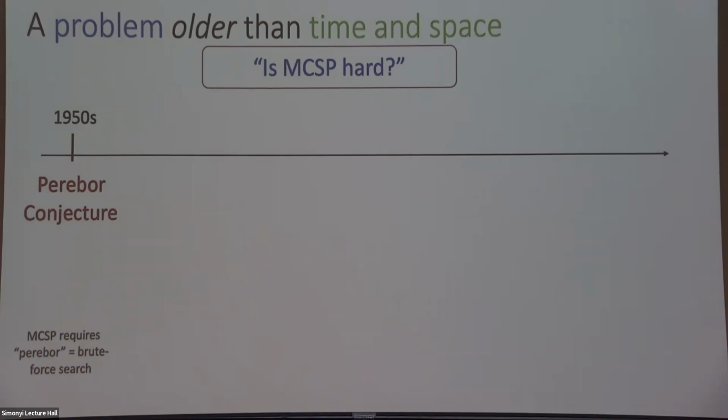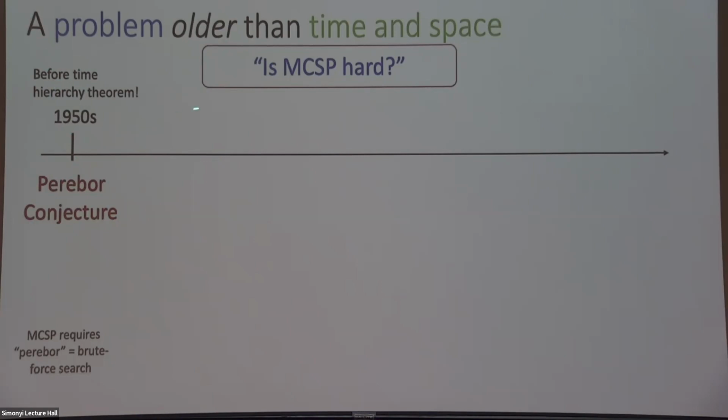And to me, this is really cool because this is even before the time hierarchy theorem was proved. The time hierarchy theorem, I think, is 1965 by Hartmanis and Stearns. And so the time complexity classes haven't even been invented yet. The space complexity classes haven't even been invented yet. I mean, I'm sure maybe there's some work that I missed. So I like to call this a question older than time and space complexity classes. And so in the 1950s, this question was asked.